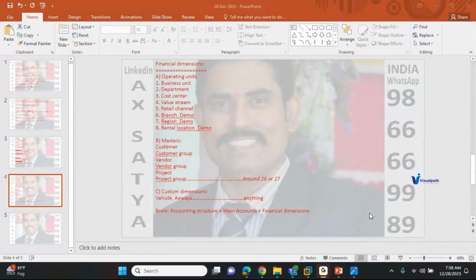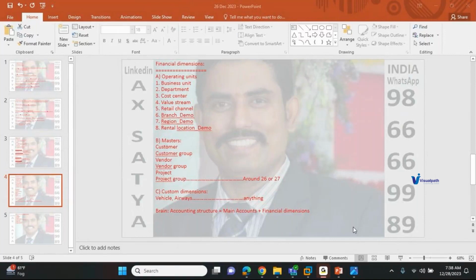I understand that financial dimensions are used for reporting purposes, and these financial dimensions will be used in accounting structures. I got that. But you posted a general journal, right? And you selected the account type as ledger and the offset account type also ledger. What exactly does that mean?